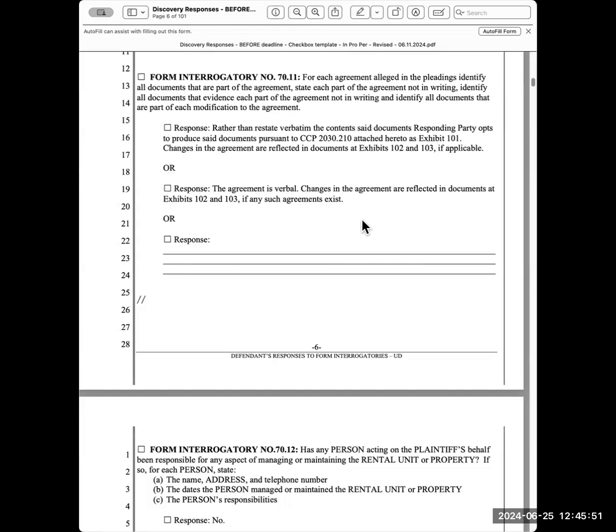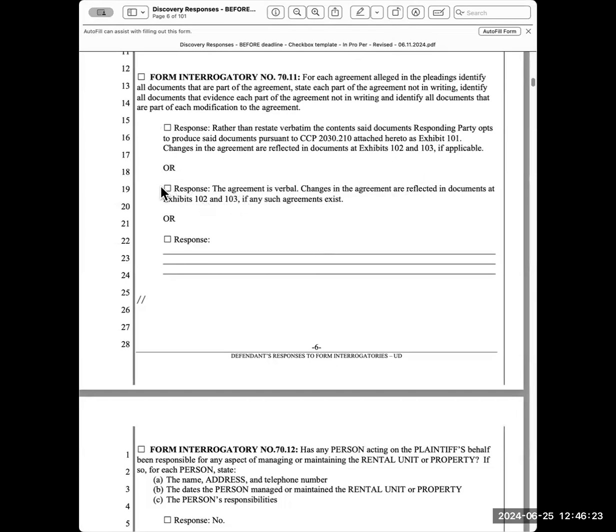If you had a verbal agreement and all the changes were verbal, you check here, but noting that if there were rent increases, for example, or maybe some notices that were given even though your original lease was verbal, maybe you have some evidence of rent payments or communication about changes to the agreement from the landlord or property manager, you're going to include those as part of Exhibit 103.